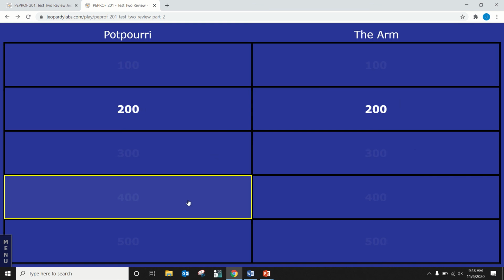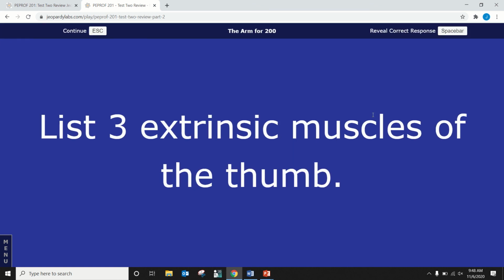All right, 200s. We named 3 extrinsic muscles of the thumb. There's 4 of those that I can think of. Yeah, there are 4 of them. Anybody?